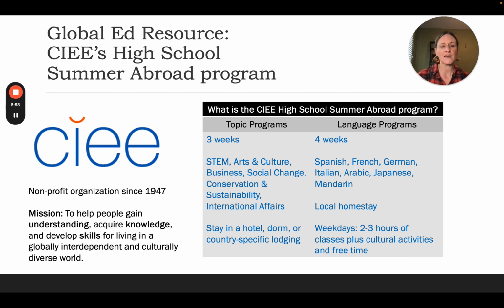And when they do that, they stay in a hotel or a dorm or maybe country-specific lodging. For example, I got to hear one of the program coordinators in Costa Rica speak. And in his program, students are going into the rainforest and living in the rainforest in Costa Rica, learning about sustainability and sustainable practices, sustainable farming. And it was so incredible to listen to what students get to do as teenagers.